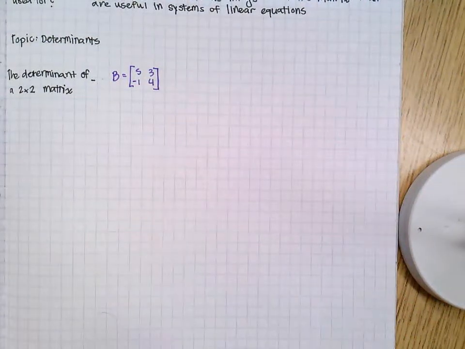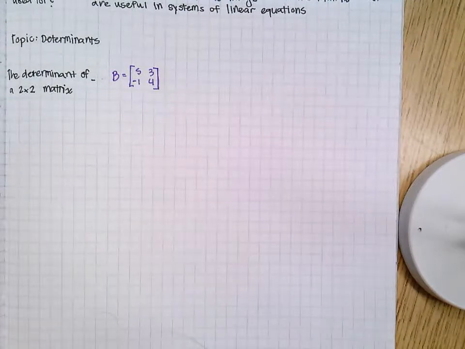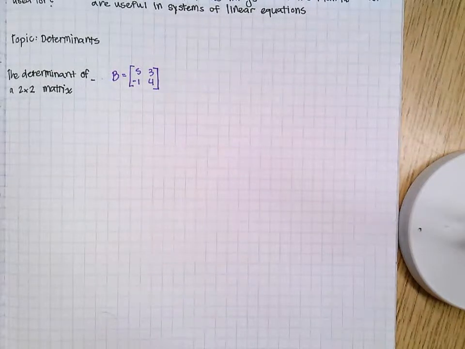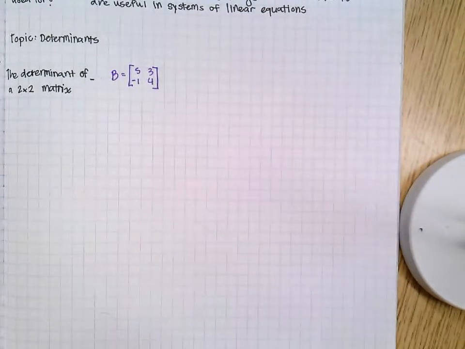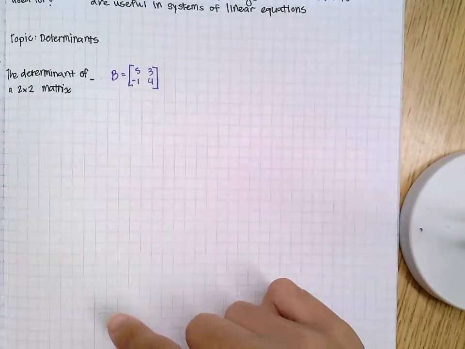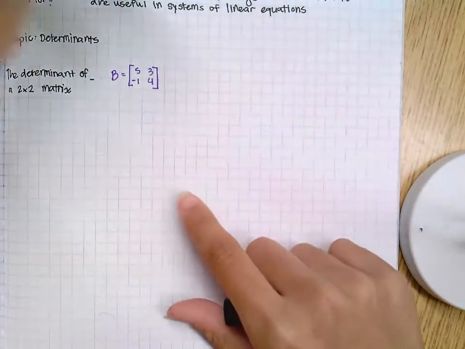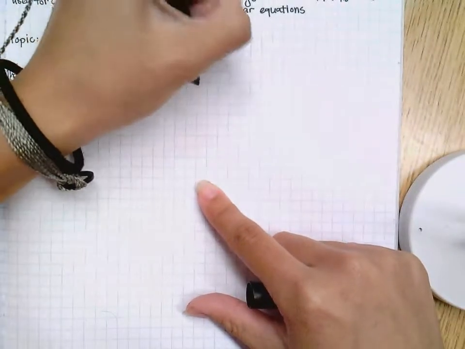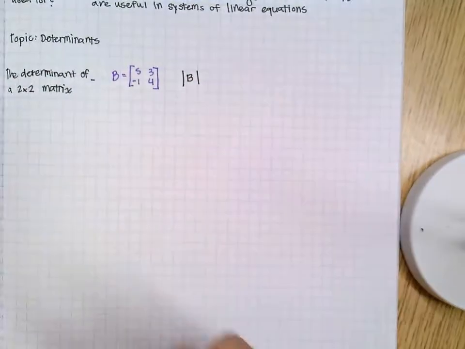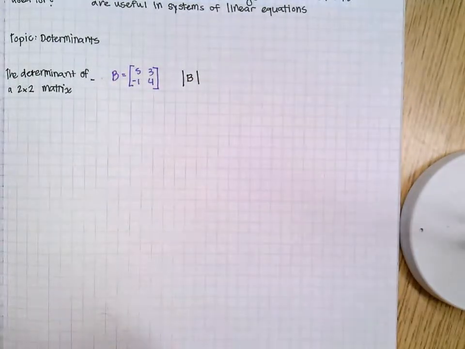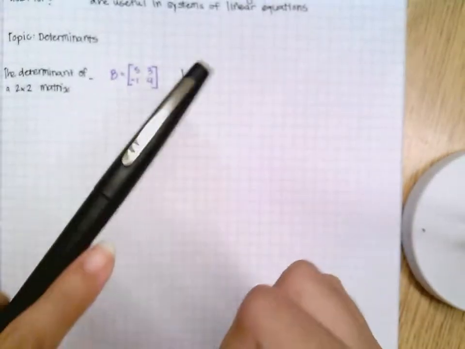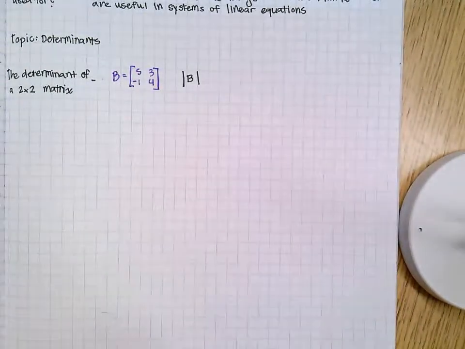Next topic of notes is determinants. The determinant of a 2 by 2 matrix. This is matrix B. If we were to write the determinant in symbolic form, it would look as such. We would have 2 vertical lines on either side, and this just means determinant of matrix B.